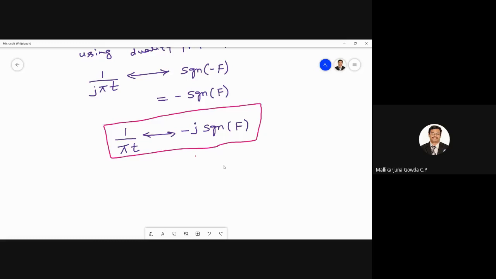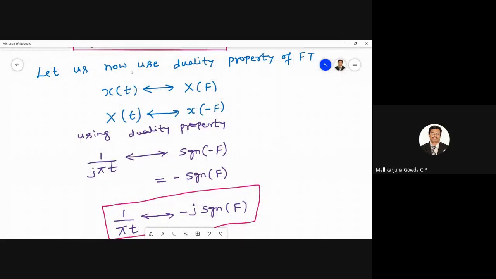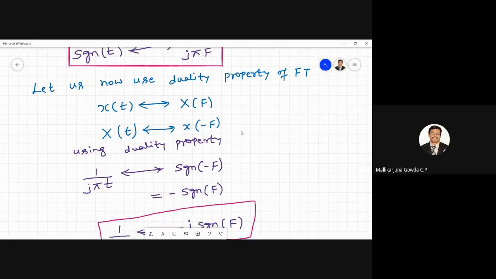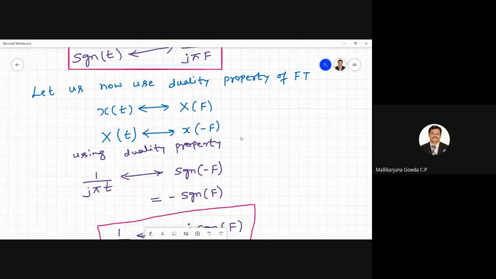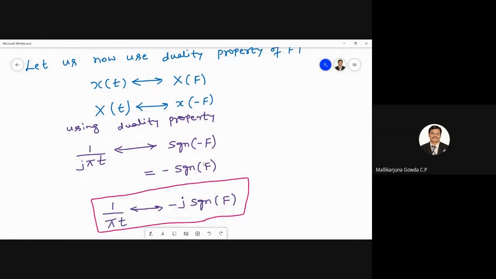Yeah, so what I said, I am using the duality property, right? What is the duality property? x of t, its Fourier transform is capital X of f, right? So capital X of small t, based on the duality property, I can write small x of minus f. So I am applying this to the above equation, that is, sinc of t, its Fourier transform will be 1 by j pi f, right? So using the duality property, I can write 1 by j pi t, where I am replacing this f by small t, is equal to sinc of minus f. So it is nothing but minus sinc of f.